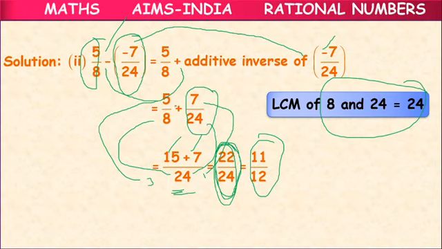Okay, children. We are dividing both the numerator and denominator by 2. 2 11s are 22, 2 12s are 24. What is the answer, children? 11 by 12 is the correct answer. Okay. So, in this way, we can do subtraction of rational numbers.